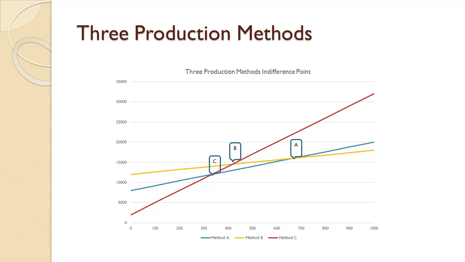We already know how to find the points B and C on the chart. Point B is just a pairwise comparison of production methods C and B, and point C is just a pairwise comparison of production methods A and C. Doing the math as shown before gives us point B as 417 and point C as 333.